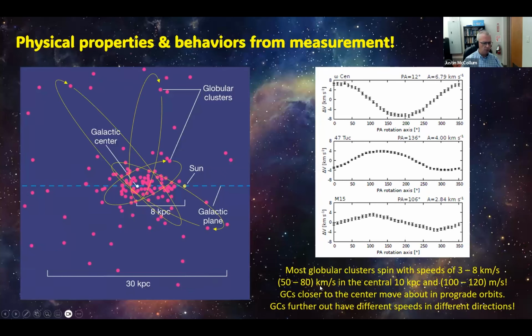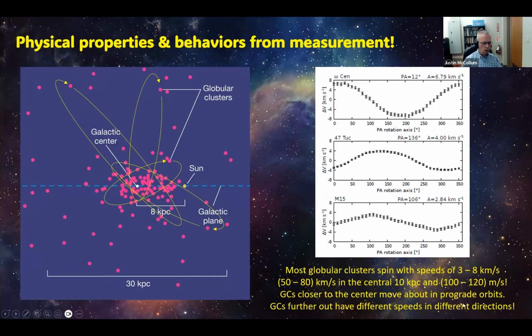In terms of their motion around the Milky Way galaxy, in the first 10 kiloparsecs, in the first like 32,600 light years, they'll be moving around the Milky Way at about 50 to 80 kilometers per second. But then they'll reach about 100, 120 kilometers per second as we get further away from the center.